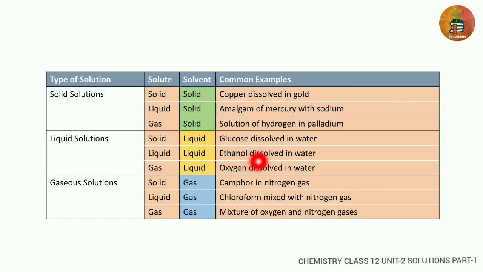Example is ethanol dissolved in water. So ethanol means ethyl alcohol. It is a liquid which will be acting as solute, and it will be dissolved in water, where water will be acting as the solvent.